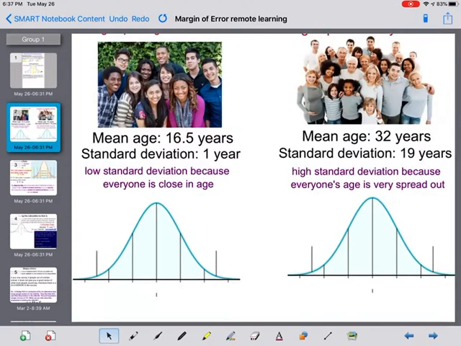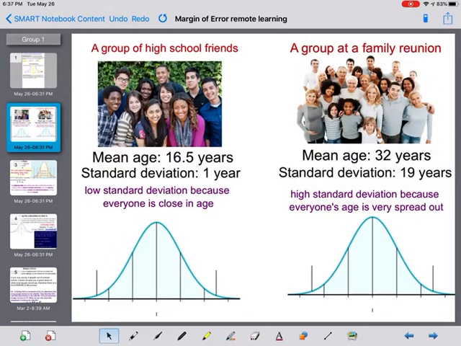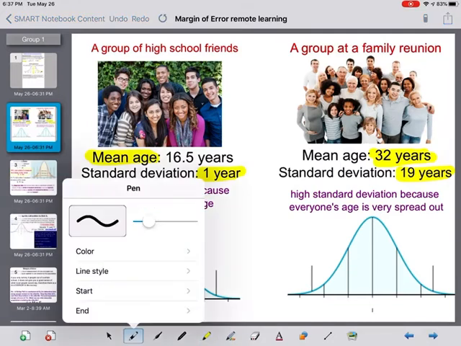Here are 2 examples. So let's say that we're looking at a group of high school friends and a group at a family reunion. In the high school age friends, the mean age is 16 and a half years old, and the standard deviation is 1 year. In the family reunion, the mean is 32 years old, but the standard deviation is 19 years. So let's see what this actually means.